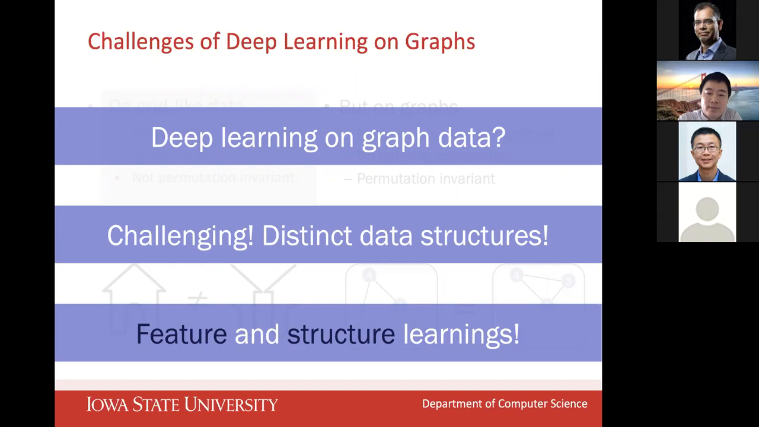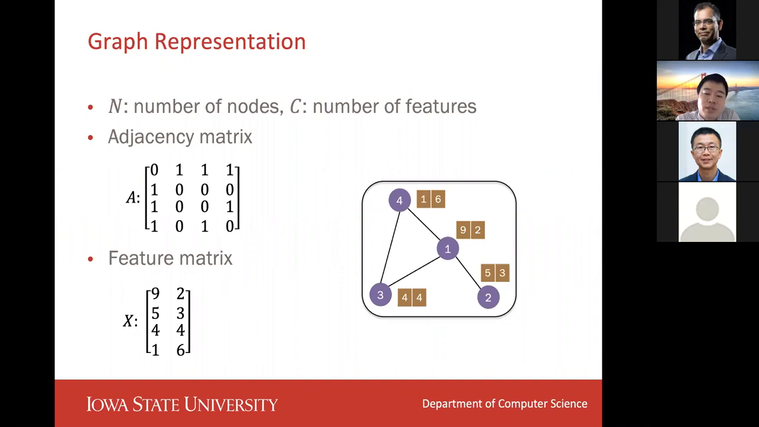Before we start the method part, I will introduce some notations related to graphs. In this presentation, I will mainly focus on the undirected and attributed graph, but the methods covered can be easily extended to other types of graphs. Given an undirected attributed graph, we have n nodes and each of them has C features. Then we use an adjacency matrix A to represent the graph connectivity, and we stack all node features to get the feature matrix X.